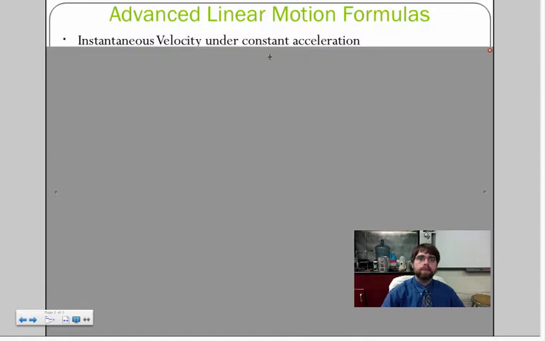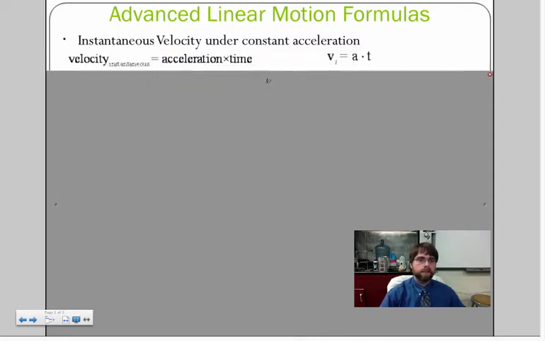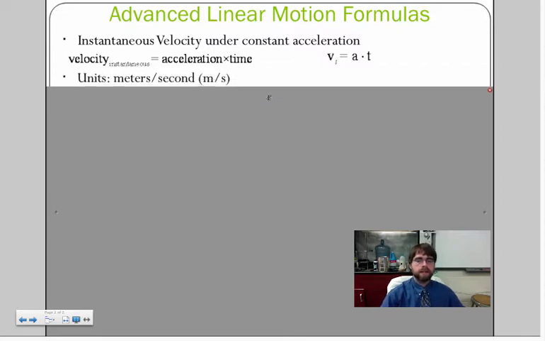Anyway, instantaneous velocity under constant acceleration. That is, your object's being accelerated continuously, but the acceleration is not changing. Most common situation where this happens is in free fall, but that formula is that velocity instantaneous is equal to acceleration times time. Of course, because it's the velocity, the units are going to be in meters per second.